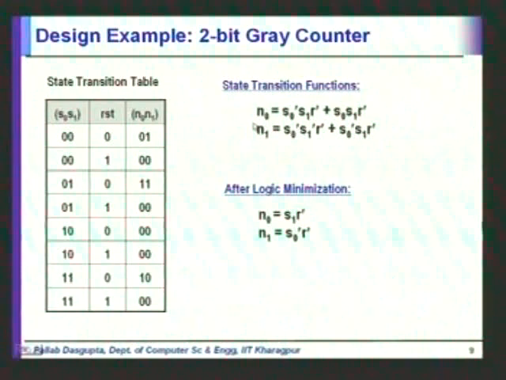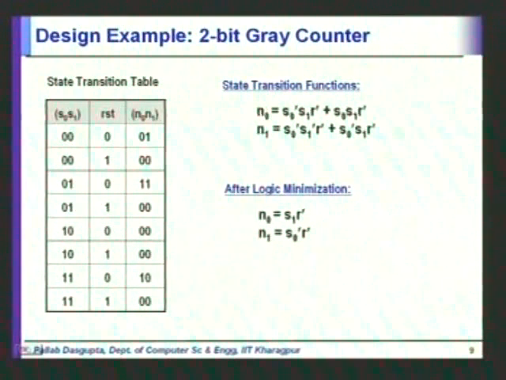Is that clear? And similarly, N1 is 1 when we have this entry and this entry, right? So again, S0' S1' R' and S0' S1 R'. So these two represent the state transition functions, and the state machine that we saw in the last slide is exactly represented by this set of state transition functions.